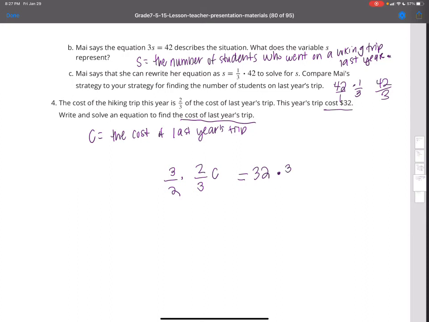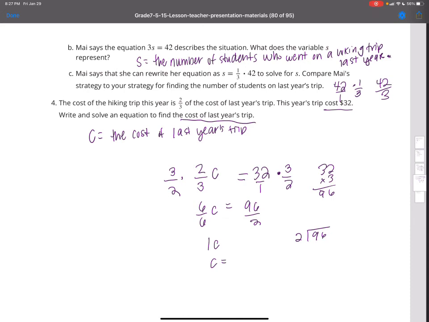So 3/2 times 2/3c would give me 6/6c, and I'm just breaking this down step by step. So when I multiply 32 times 3, let me double check, I should get 96/2. Okay. Now we want to simplify these fractions. So 6/6 will equal 1c, or we could write it like this, c.